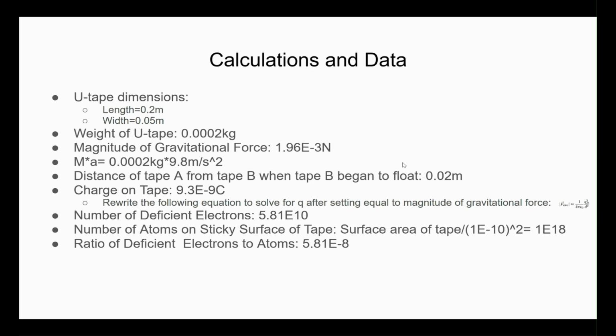As you can see here, these are the different calculations, the data I gathered throughout the entirety of the experiment. I was ultimately able to calculate the charge on the tape, which was 9.3e-9 coulombs, by setting the equation for the magnitude of the electric force equal to the gravitational force on tape B, and then solving for Q.